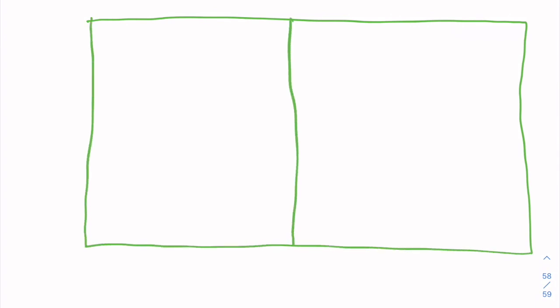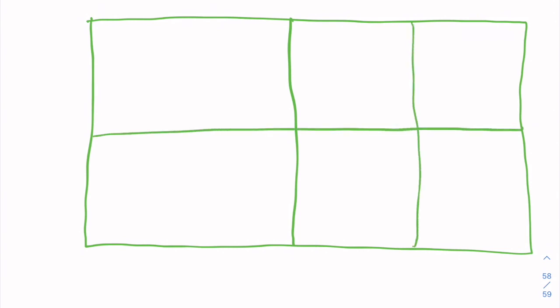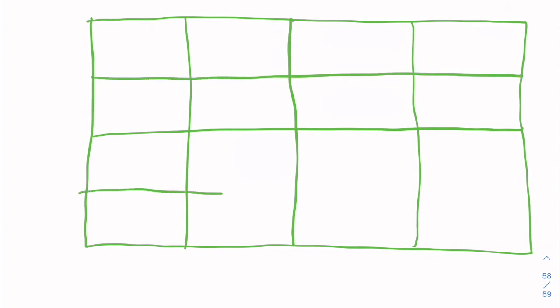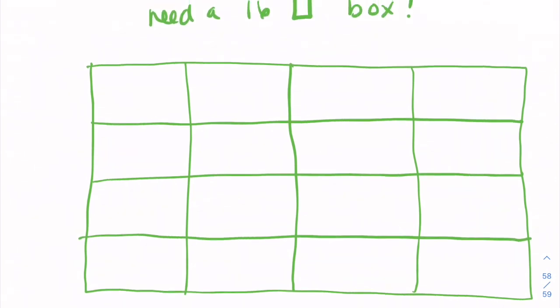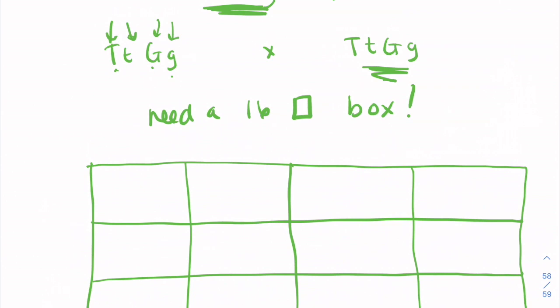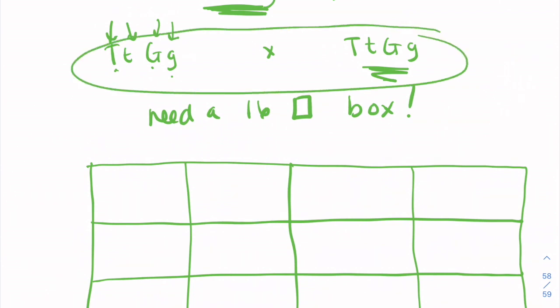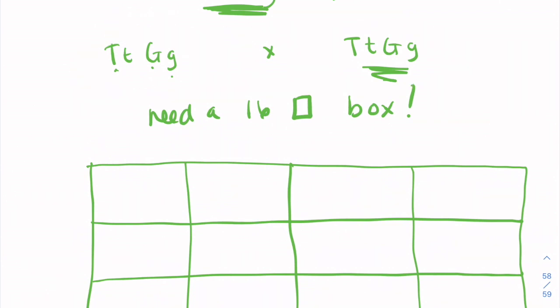So, you know, you can draw your big 4 square, but then you need to divide up the remaining squares like this so that it's 4 by 4. So 4 across, 4 columns, 4 rows. And remember, we are crossing this right here. All right, so we need a 16 square box, got that.